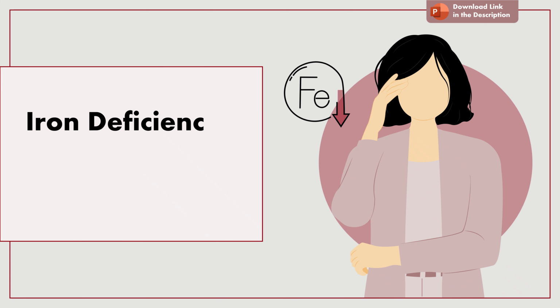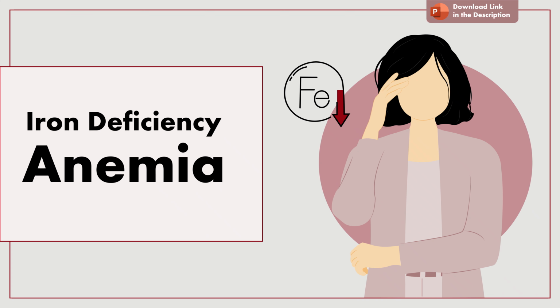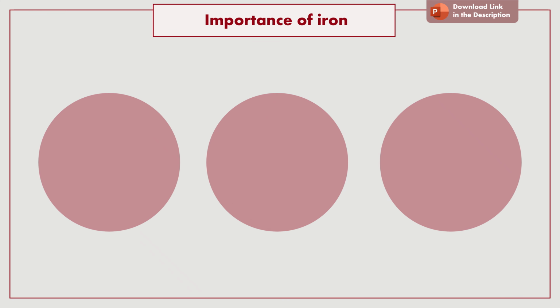Iron deficiency anemia is one of the most common nutritional disorders worldwide. As we'll explore, iron deficiency can stem from multiple causes and has significant impacts on overall health. Iron plays three vital physiological roles in human health.